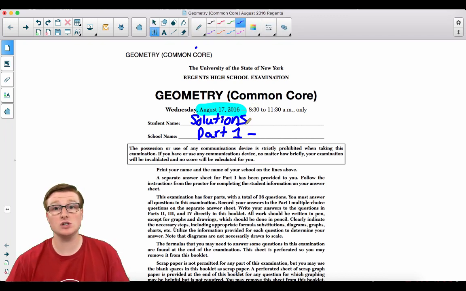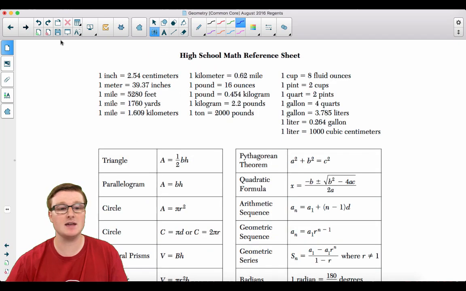These will be the solutions for Part 1, questions 13 through 24 for the August 2016 Regents exam in geometry.